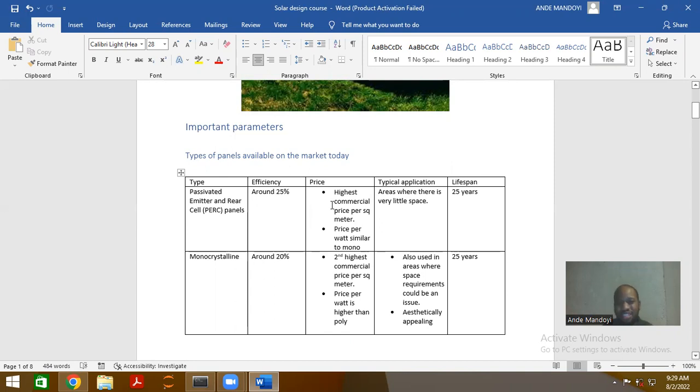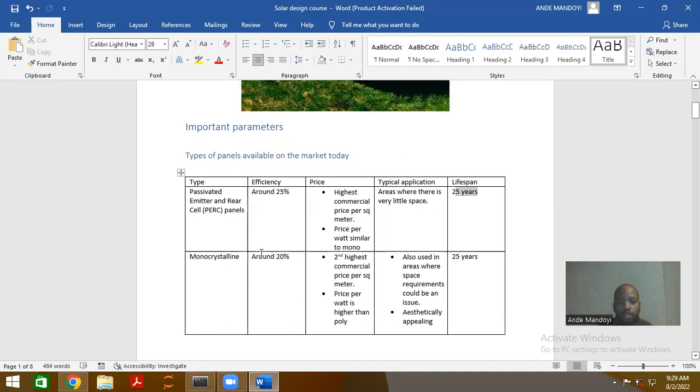Yeah, actually it does. It has the highest commercial price per square meter, but the price per watt is similar to monocrystalline or even lower in some cases, depending on how good a deal you get. So typically, you'll use this type of panel in areas where you've got very little roof space, because it's the most efficient and therefore you won't need that much space in order to generate a lot of electricity. Typical lifespan is 25 years.